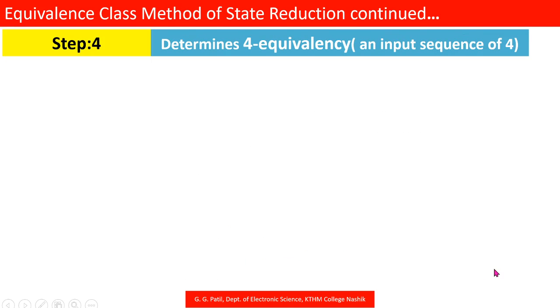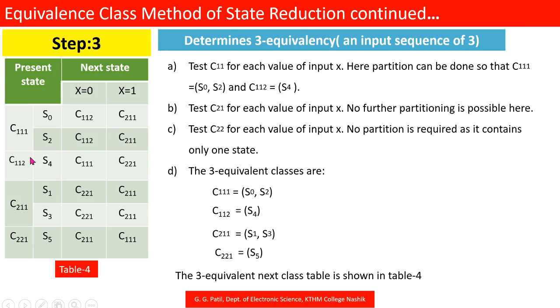Again, try to determine equivalency or try to partition this state table. If we observe this state table carefully, we can check whether partitioning is further possible or not. See this first group C111 and observe the next states, whether they are the same or not. 112, 112, 211, 211 means for the x equals 0 column the next states are the same, and for the x equals 1 column the next states are the same. So this cannot be partitioned further. This contains a single state, so no partitioning is possible.